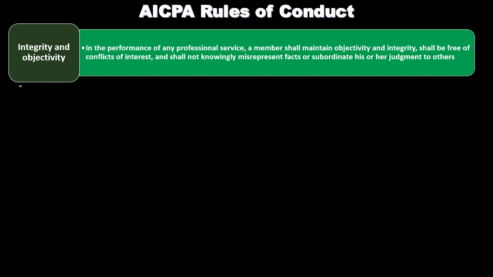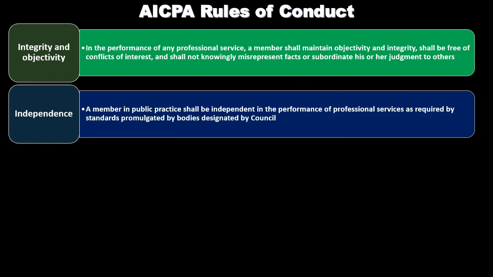So now we're going from the principles to the rules. Integrity and objectivity. In the performance of any professional service, a member shall maintain objectivity and integrity, shall be free of conflicts of interest, and shall not knowingly misrepresent facts or subordinate his or her judgment to others. So notice we're getting more specific here in what we're going to do. We can't knowingly misrepresent facts. We can't subordinate the opinion to others as an auditor. Of course, we have to say, hey, if this is not in compliance, then it is what it is, and we have to give our opinion on that.